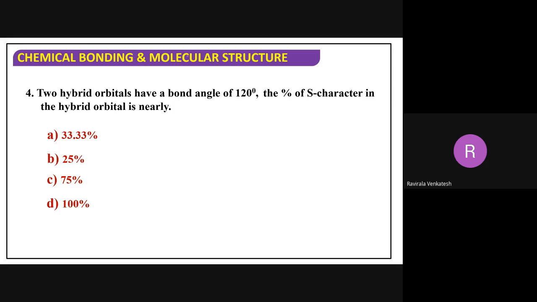Now, two hybrid orbitals are having 120 as a bond angle. Correct? Now tell me what is the percentage of s character in that one? 33.3. 120 degrees, beta? In sp2 hybridization only we get 120 degrees. So in this case, the percentage of s will definitely be 33.3. Like this also they may ask some questions.